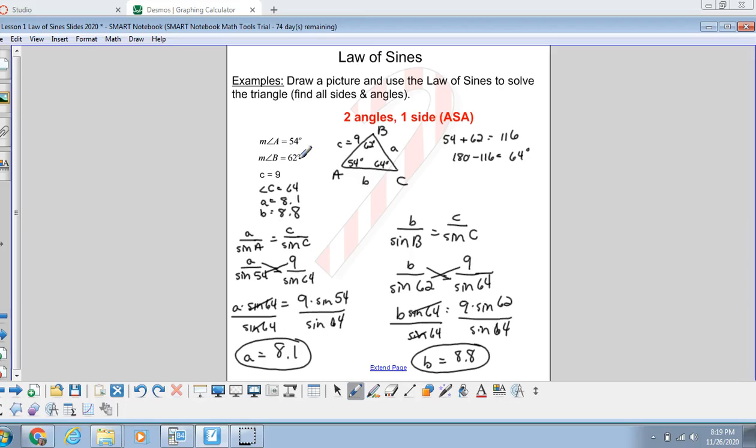Okay, we are going to talk about the ambiguous case of the law of sines, which is the side-side-angle order, in a separate video. So make sure you watch that one too.